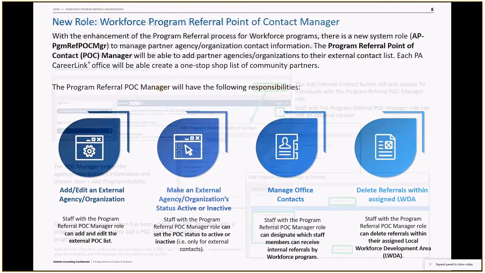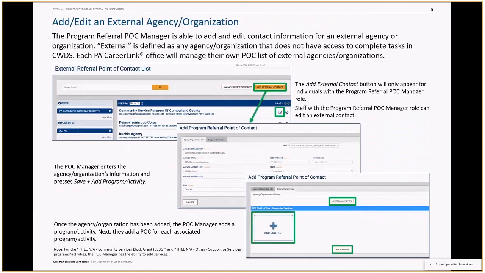So at this point, we're going to review how to add and edit an external agency, and Christy is going to walk us through those steps. Thanks, Jesse. So this is a high-level preview, if you will, of how to add or edit an external agency or organization. Immediately following this, we'll do a demonstration. But the Program Referral POC Manager is the individual who can add and edit contact information for an external agency or organization. And when we use the term external, we're saying that's any agency or organization that does not have access to complete tasks in CWDS.